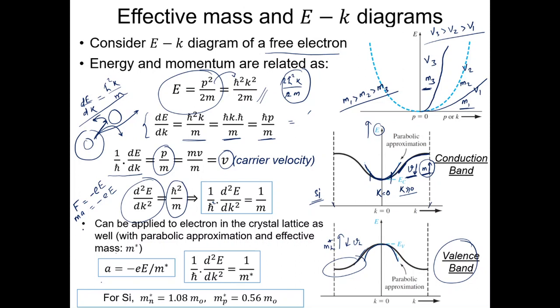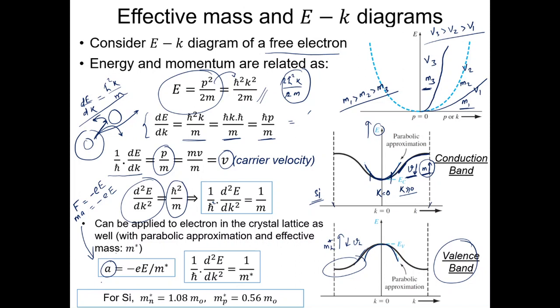So the acceleration therefore can be written in this form, which is inverse of the effective mass and directly proportional to charge times electric field. We'll talk about this in a rather greater detail a little later when we talk about the velocity.